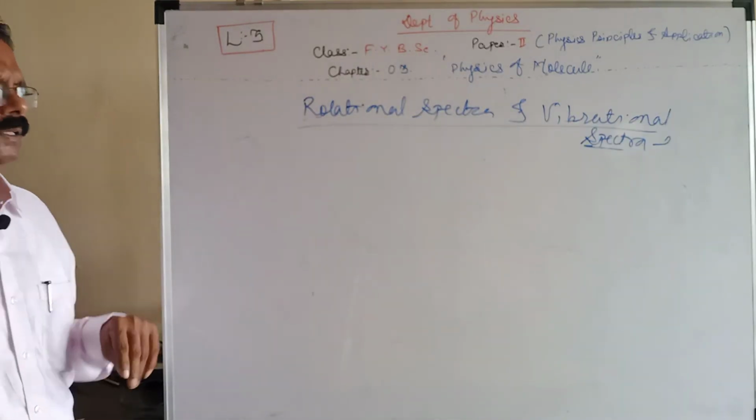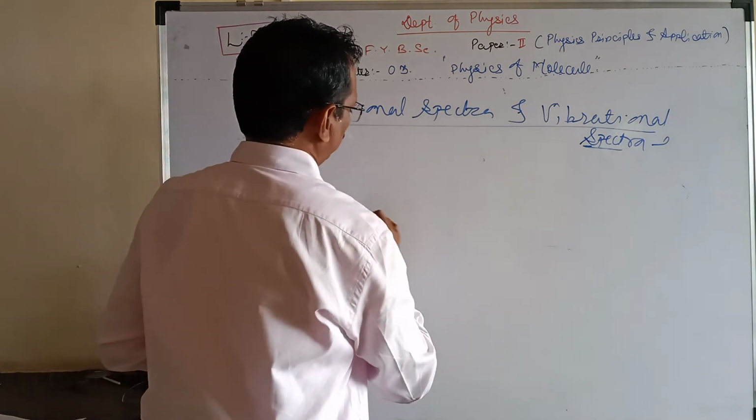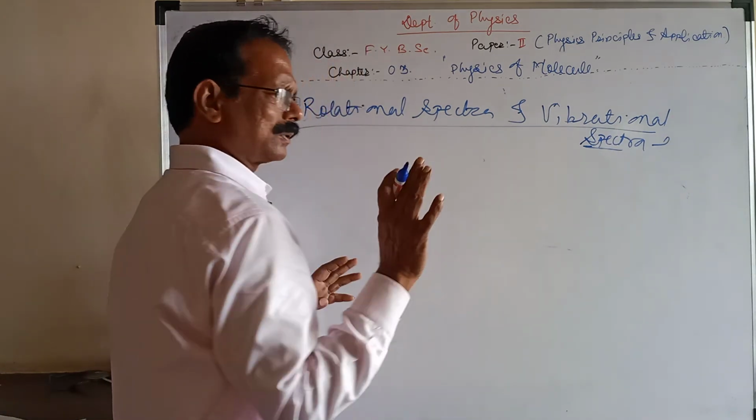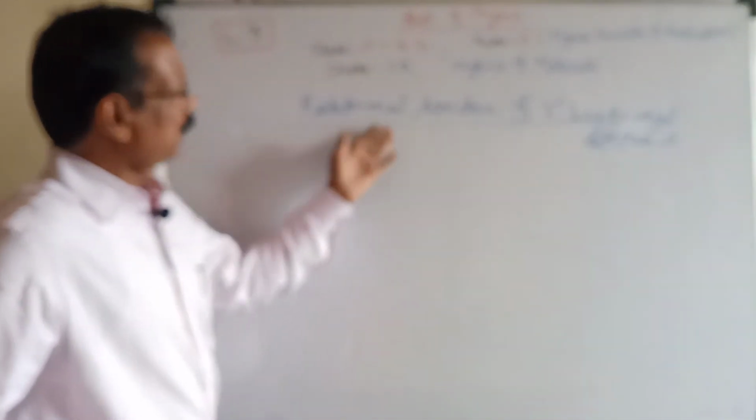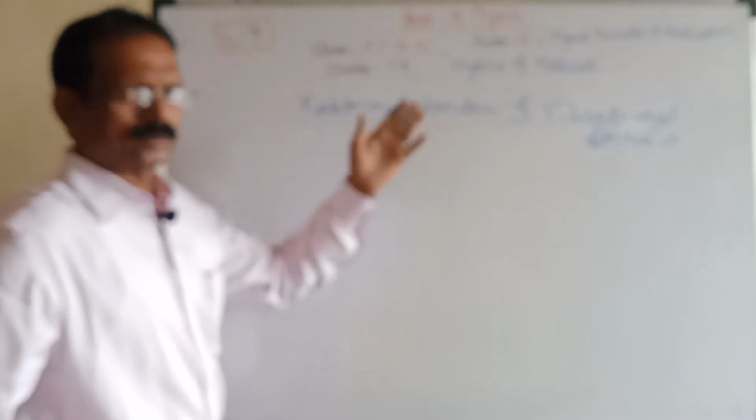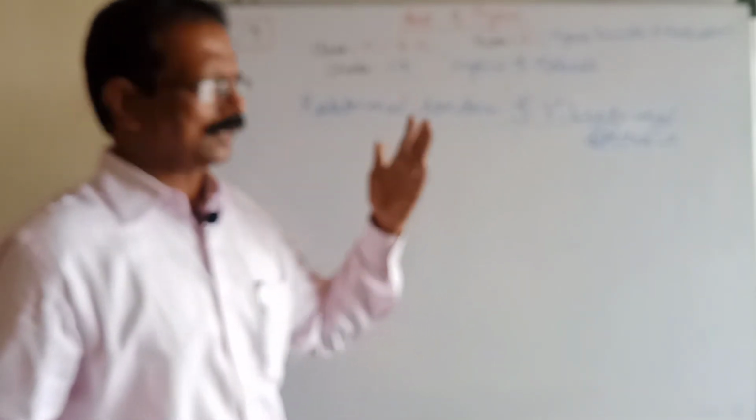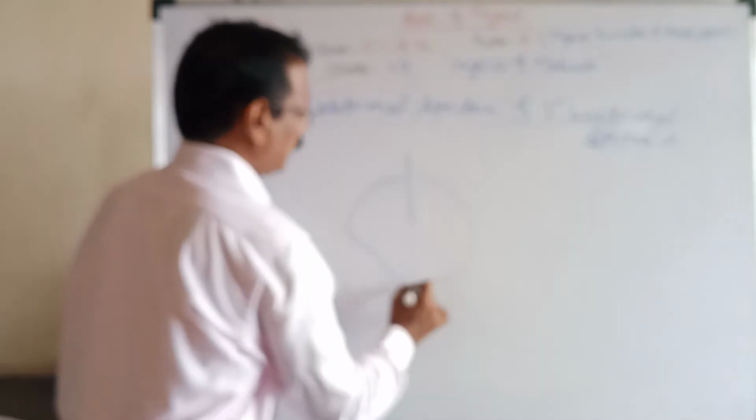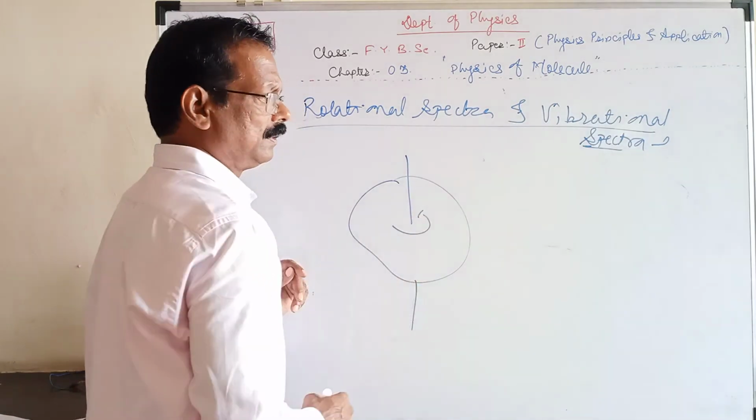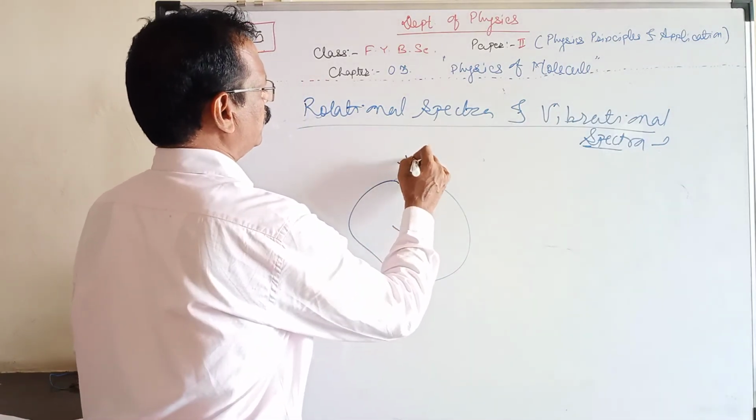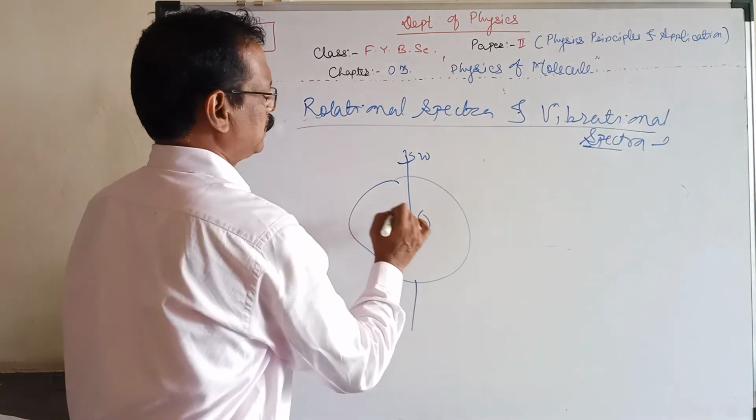Now we are going to take the rotational spectra in the next lecture. In the fourth lecture, first we must know what is the moment of inertia. Suppose this is a rigid body. This body is rotating upon an axis passing through its center, with angular velocity omega.